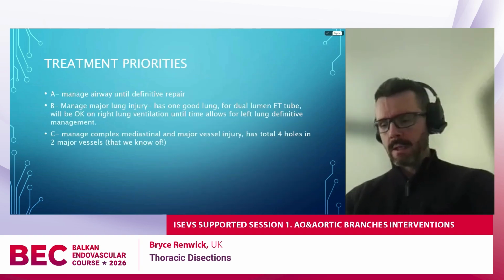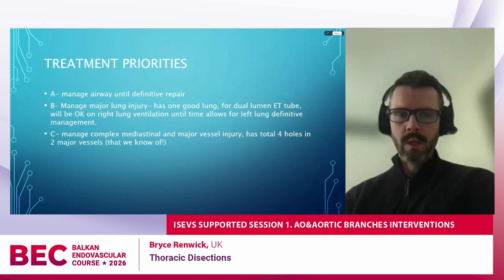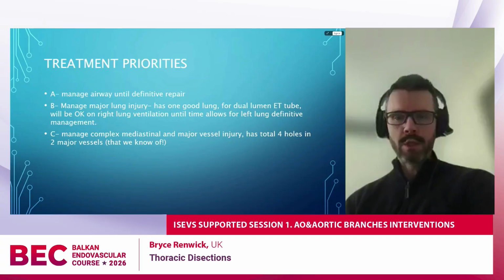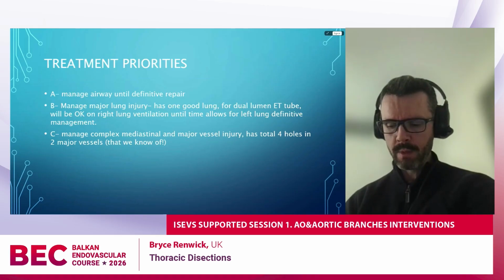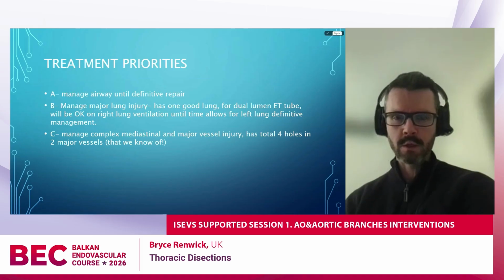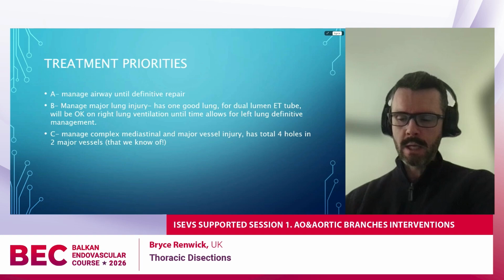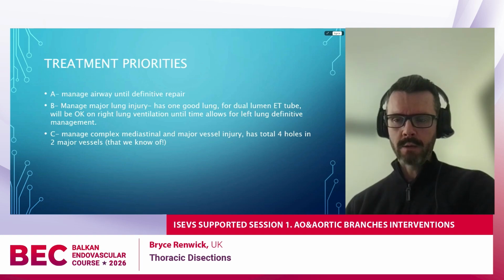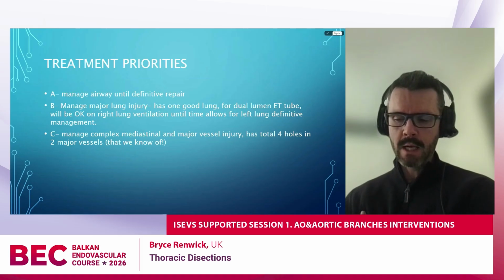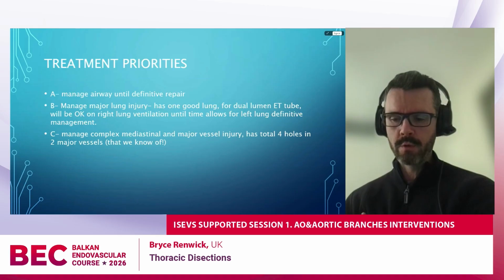So running through the ATLS algorithm, we're going to manage this airway until definitive repair, but there's not an active airway issue. In terms of breathing, we know we're going to have to open that chest, but his right side of chest is absolutely fine. So we planned for a dual lumen tube, which is unusual in trauma, but very possible in a cardiothoracic theatre. And then we need to have a strategy that can both temporize and then definitively treat the mediastinal and major vessel injury. And at the time of CT scanning, he's definitely got 4 holes and 2 major vessels, plus any other small vessels that the bolt has gone through.